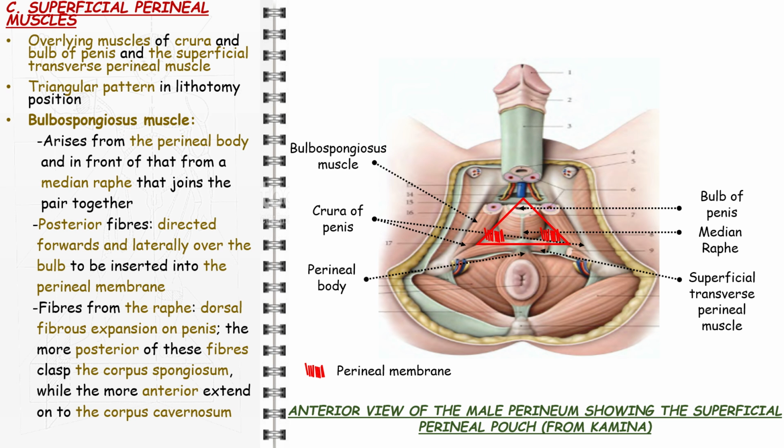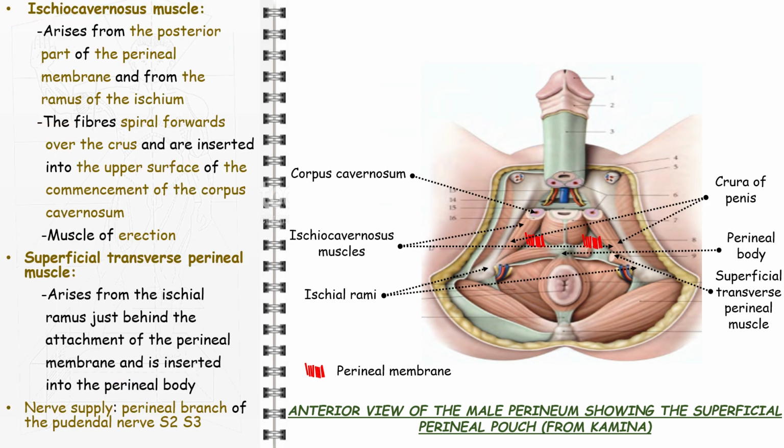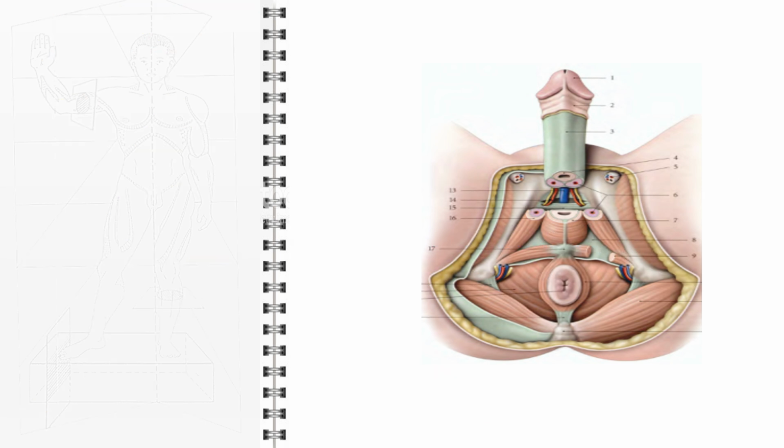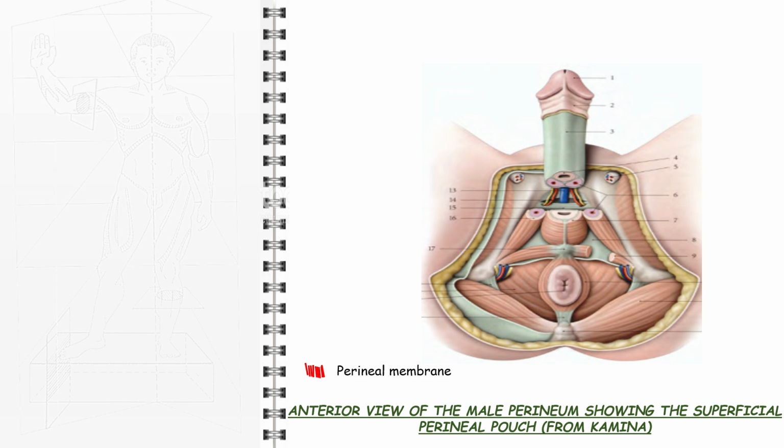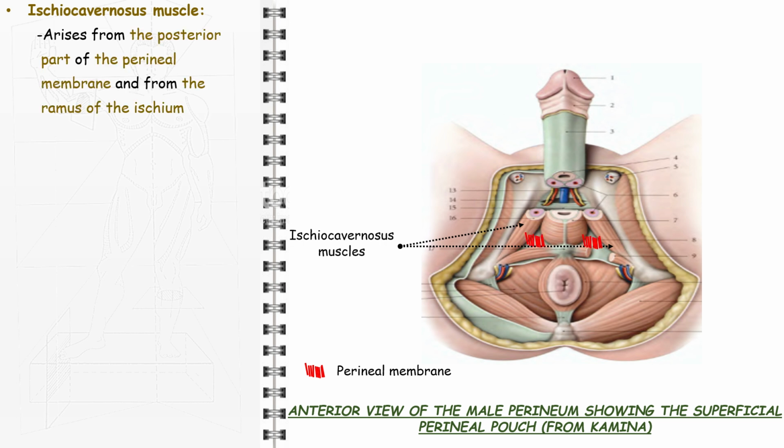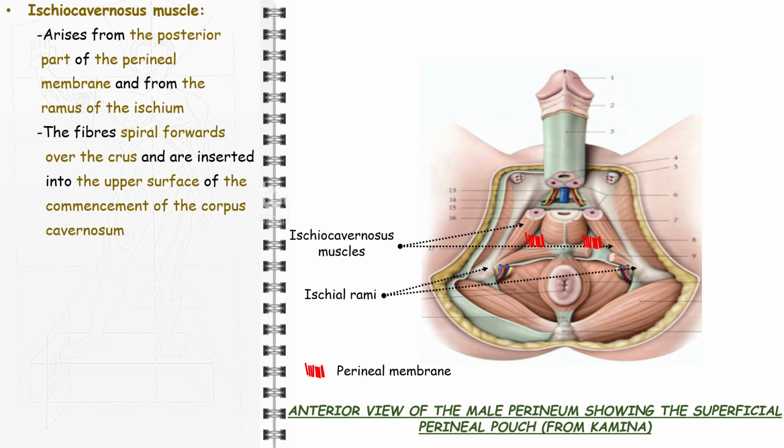The older names indicate the action of the muscles. They empty the urethra of urine or semen. Ischiocavernosus arises from the posterior part of the perineal membrane and from the ramus of the ischium. The fibers spiral forwards over the crus and are inserted into the upper surface of the commencement of the corpus cavernosum. Their function is to assist in the support of, and move slightly, the erect penis.